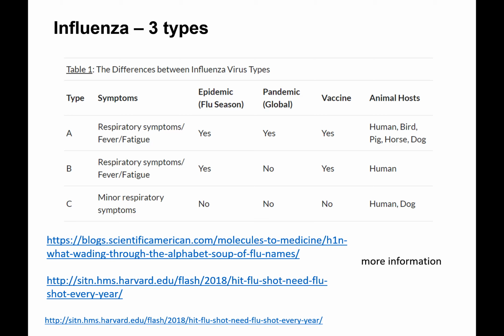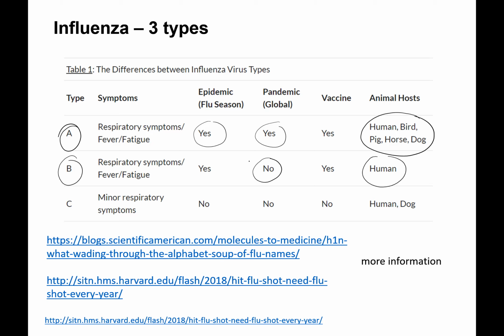A little bit more background. There are 3 types of influenza. A is the one we've been talking about. Its animal hosts include human, bird, pig, horse, and dog. We don't really worry about those too much. These can cause epidemics and pandemics, and yes, they are part of the flu vaccine. Type B is human only. You're going to notice that we don't talk about type B with the H1N1. It doesn't mutate as quickly and usually doesn't cause pandemics because it's just antigenic drift.